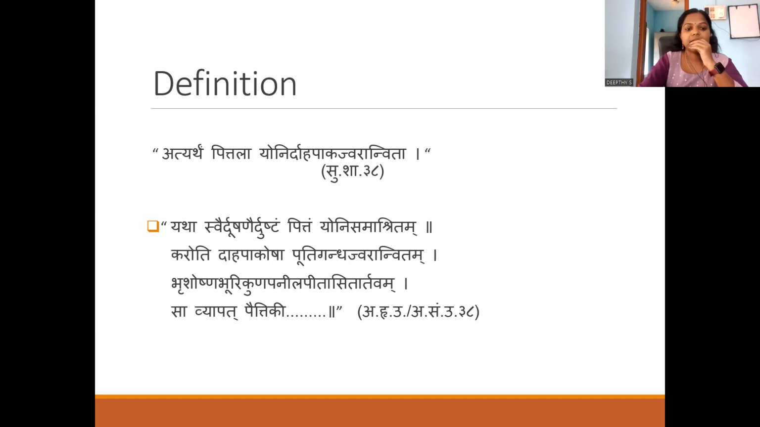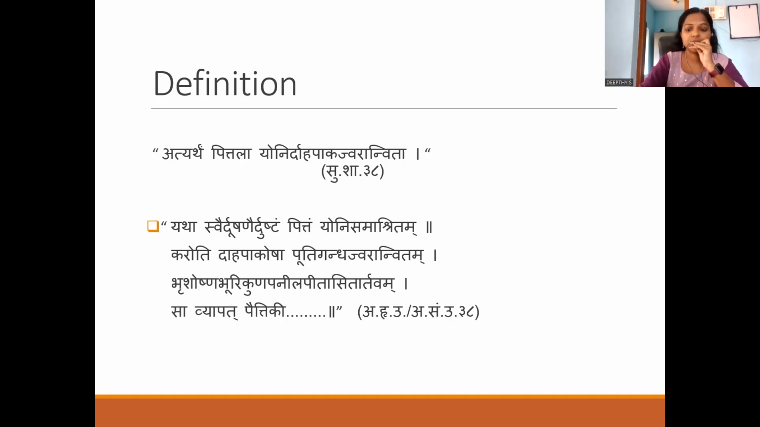So, what is Paithiki? Yada swaya dushane dushtam pittam yoni samasridam karodi daha pakosha pudi gandha jwaranidam prishoshna bhuri kunaba neela pita asidartavam sa vyapath Paithiki. So, Paithiki is a pitta pradhana yoni vyapath. So, the factors responsible for the vitiation of pitta, when manifested at the yoni, we can see that this is Paithiki.